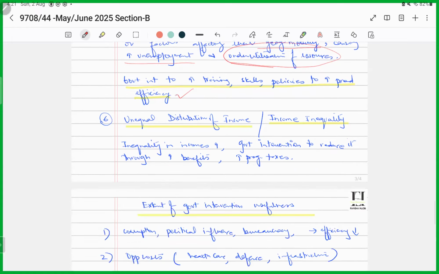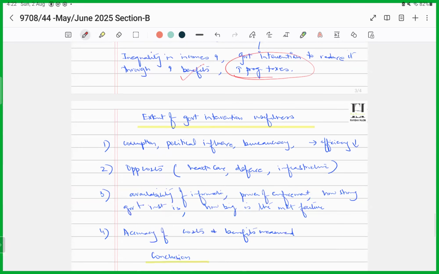Then there could also be unequal distribution of income, leading towards high income inequality, and there might exist a disparity of income between high income groups and low income groups, right? So when inequality increases, there would be a great difference between the incomes of higher income groups and lower income groups, and government intervention would be vital or necessary to reduce it. How? The government can provide benefits or could charge a progressive system of taxation in order to minimize the gap between the rich and the poor, to reduce the poverty level or the inequality prevalent in the economy.